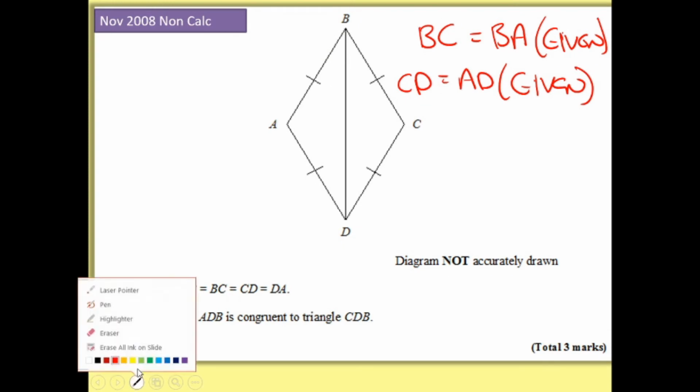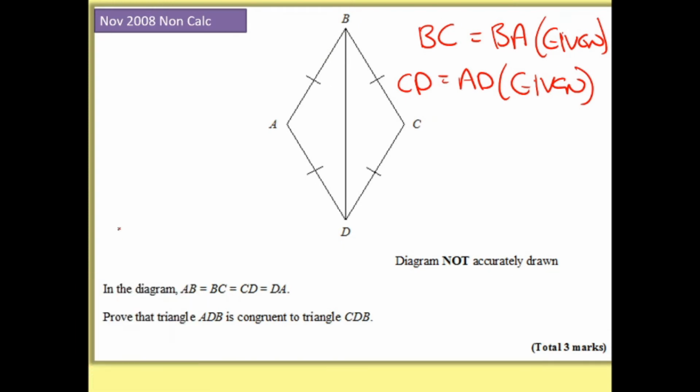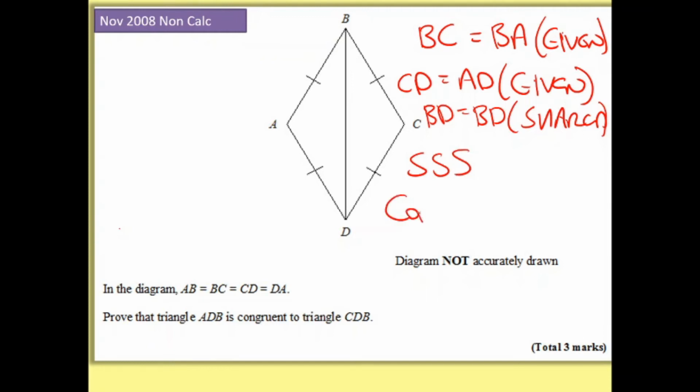Okay. Now I need one more thing to say that it is true. Now the third thing that I'm going to have to do is look at side BD. So BD has got to equal BD. I'm going to call that shared. Now I've got one side the same, two sides the same, three sides. So I've got side, side, side, so it's congruent.